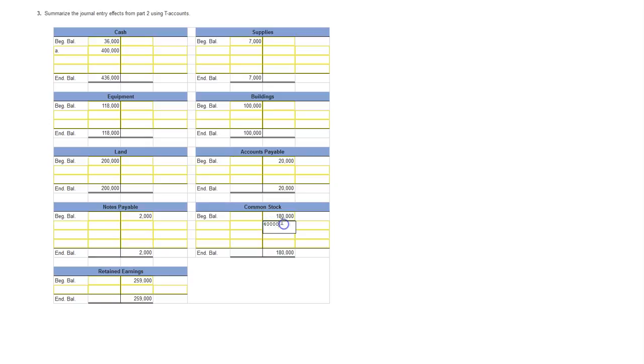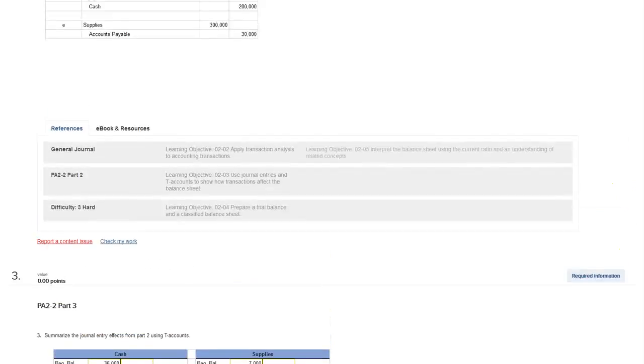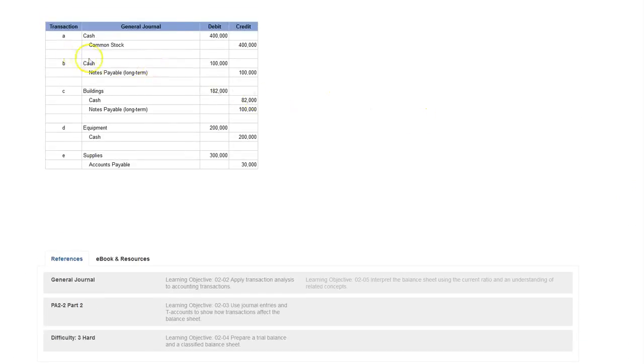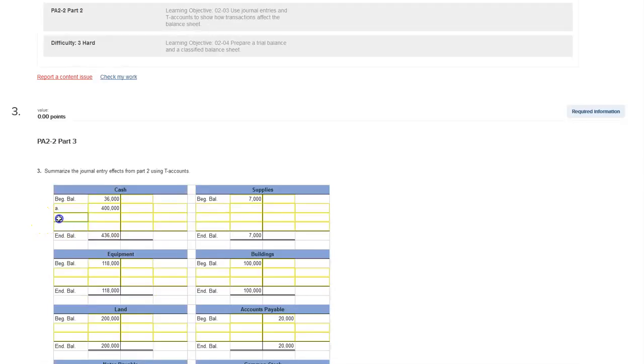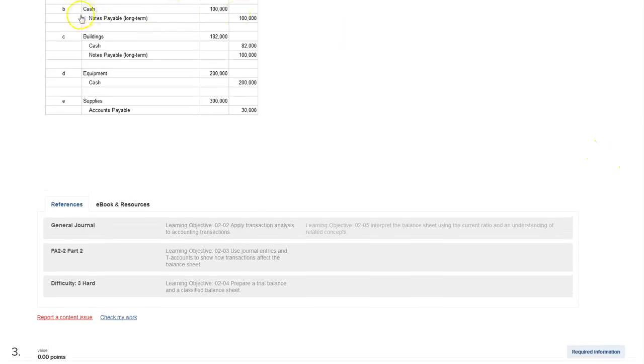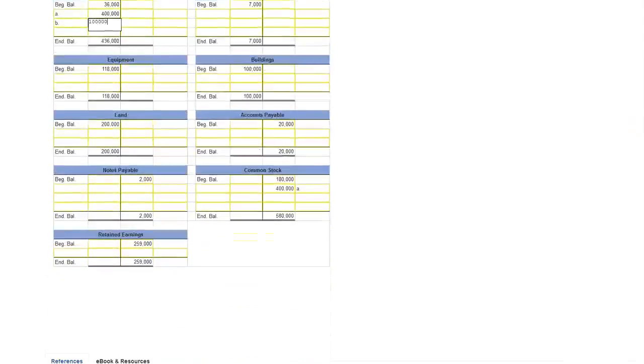Let's see, am I missing one? Missing one there. Okay, and again, choose letter A. Normally in the real world, we would be using dates. Now in transaction B, it says go to cash and put $100,000 on the debit or the left side. We're following the directions of our journal entries. Go to notes payable and put $100,000 on the credit or the right side.